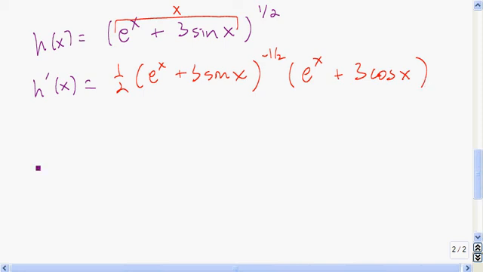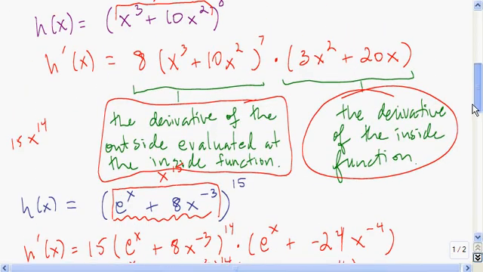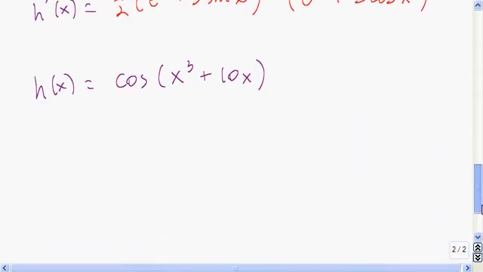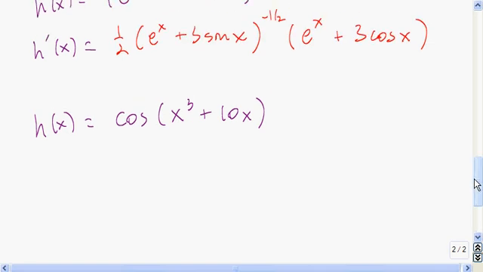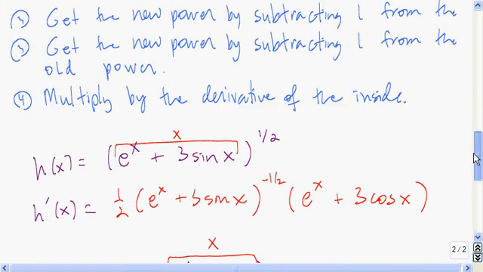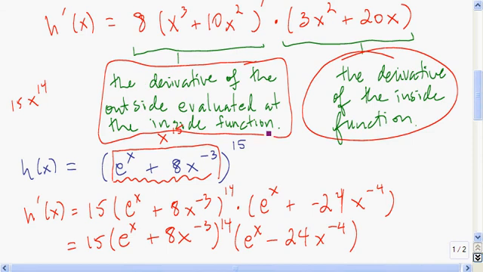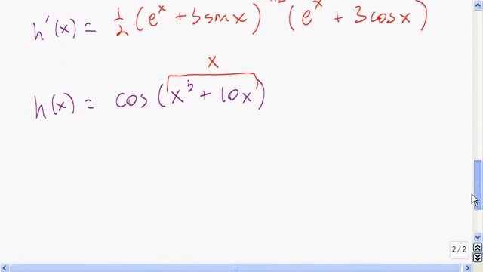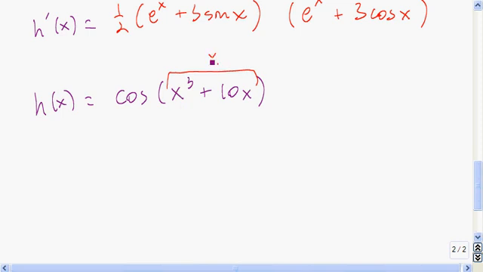All right, let's do a slightly different example now. So I'll say in this case, h of x is the cosine of x cubed plus 10x. Did I use that one earlier? 10x squared. I don't know why I like that function so much. Okay, anyway, so in this case, we're going to imagine, again, the inside function. In this case, the inside function is what's being plugged into the cosine function. So we're going to pretend for the moment, to get the derivative of the outside evaluated at the inside function, that the inside function is just x.